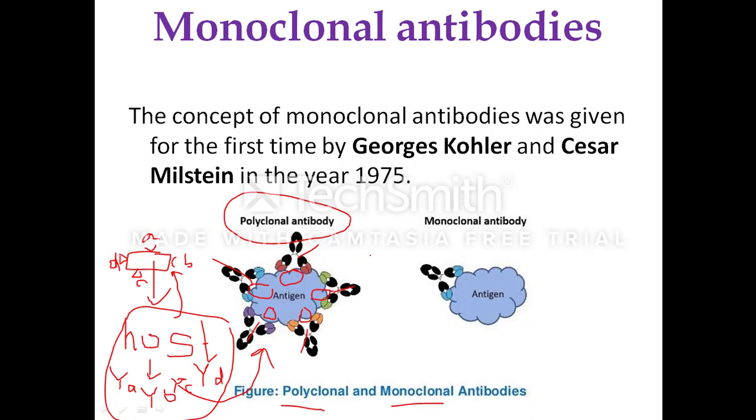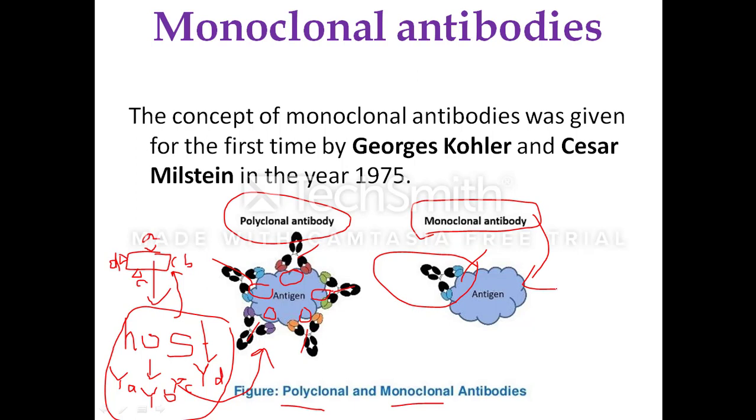And at the same time, you can also detect this pathogen by using only one antigenic determinant or only one epitopic region. Such a single population of antibodies which bind to the antigen at the particular epitopic region, they are called monoclonal antibodies.